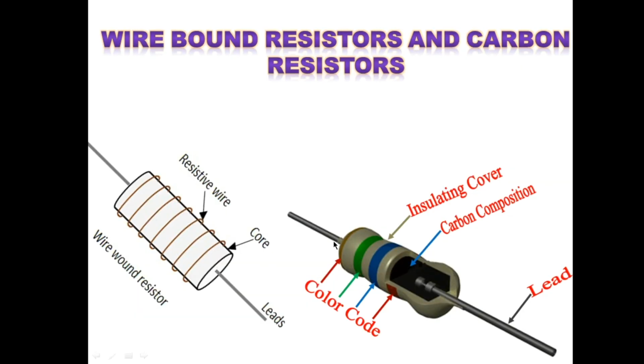The next topic we are going to cover is wire bound resistors and carbon resistors. These are the two major resistors we use commercially. Let us explore these types of resistors in the next class.